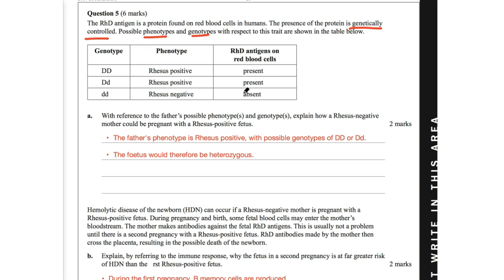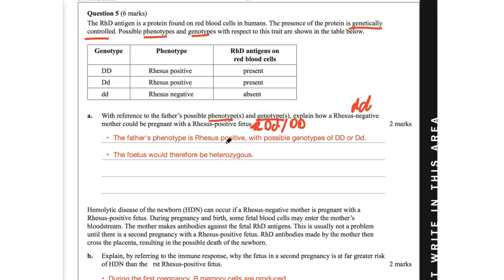So we clearly see that the ability to be negative is obviously recessive, and being dominant means that you're positive. With reference to the father's possible phenotypes and genotypes, remember we've got to look at both, explain how a rhesus negative mother could be pregnant with a rhesus positive fetus. So if the mother is little d, that means the rhesus positive fetus must be big D, or big D. And what that means for the father's possible phenotypes and genotypes is that the father must be rhesus positive. That's what we've established here: given that the mother is rhesus negative, the father must be rhesus positive.